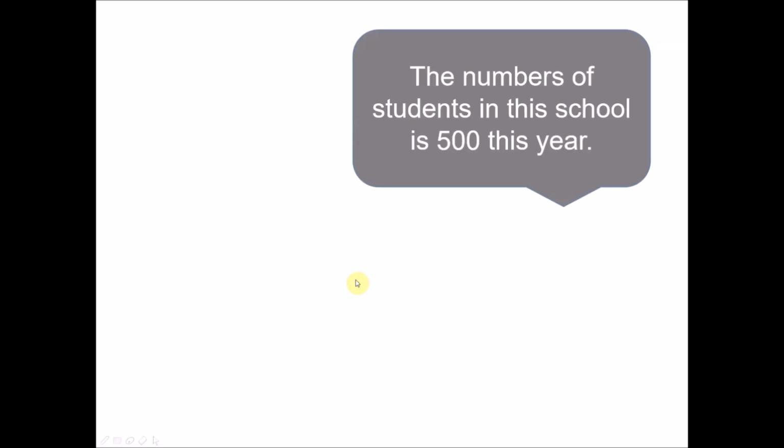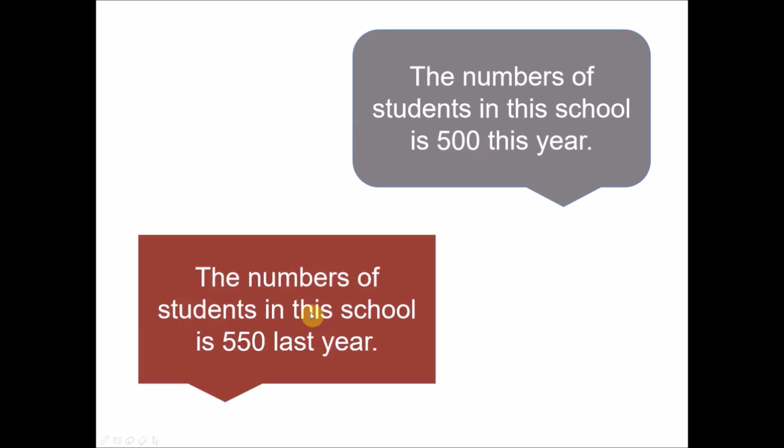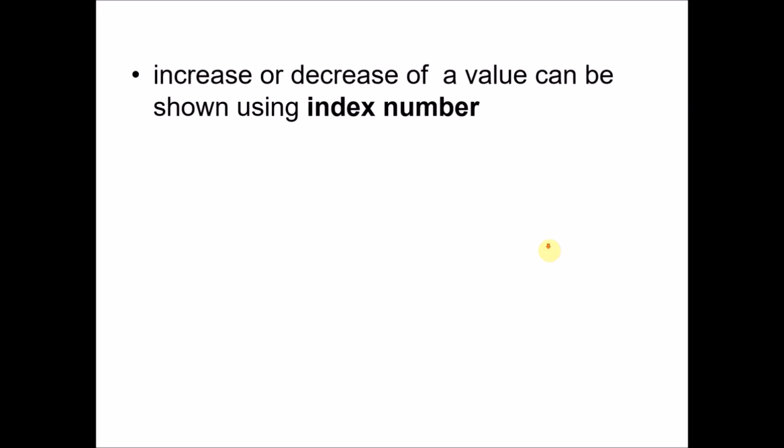Then the second situation. The number of students in this school is 500 this year. There are 500 students. And the number of students in this school was 550 last year. So meaning that last year 550 decreased to 500 this year. There is a decrease in the numbers. So a general idea for index number is that we can use index number to show the increase or decrease of a value. And this value can be price, it can be the number of students, and etc.